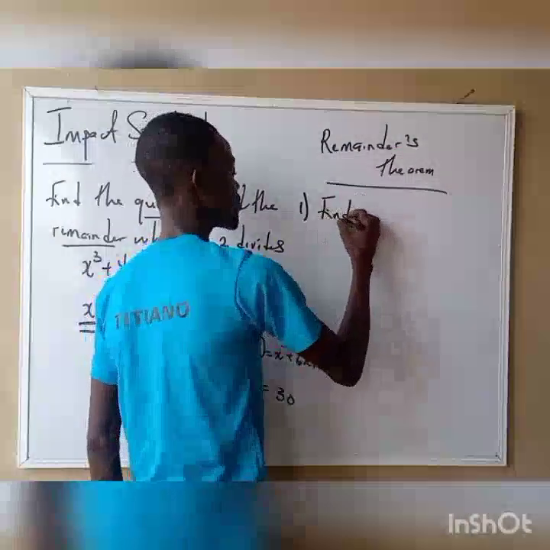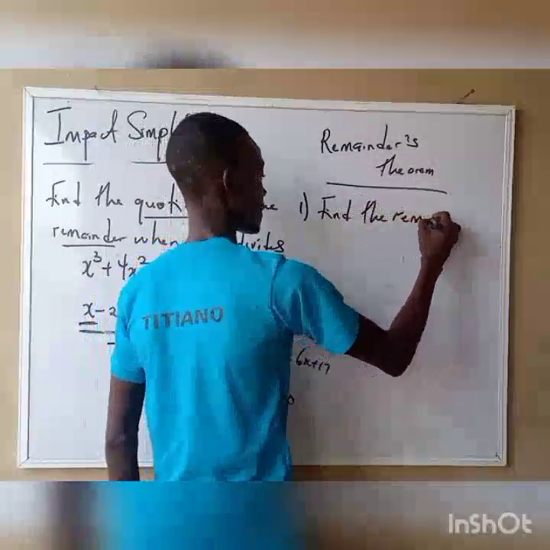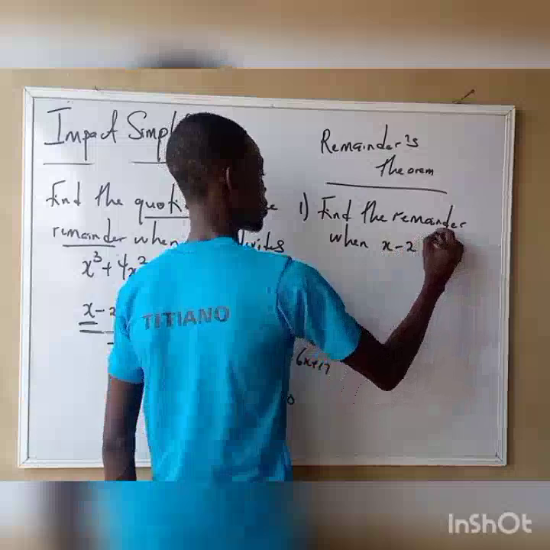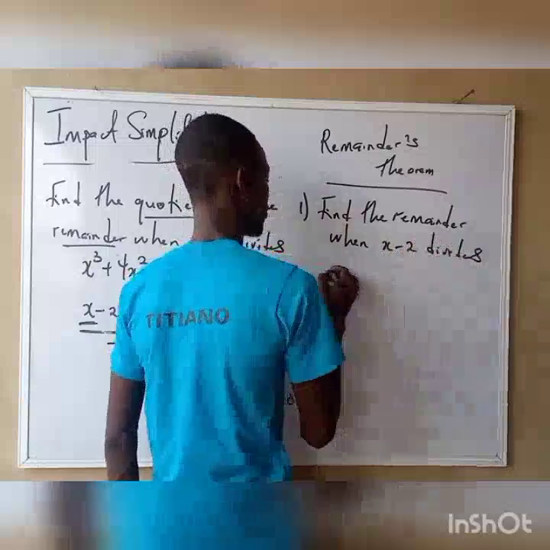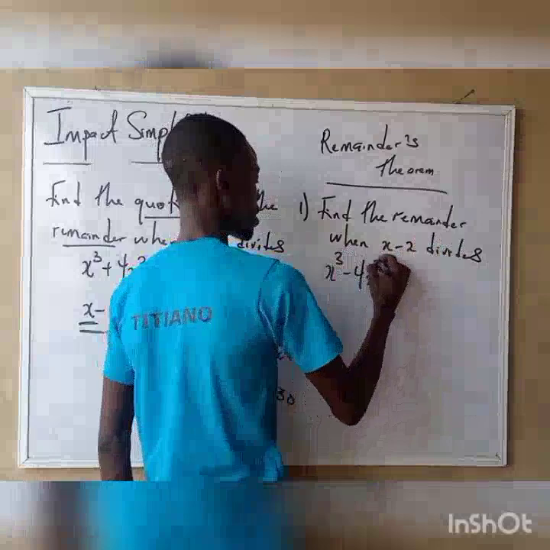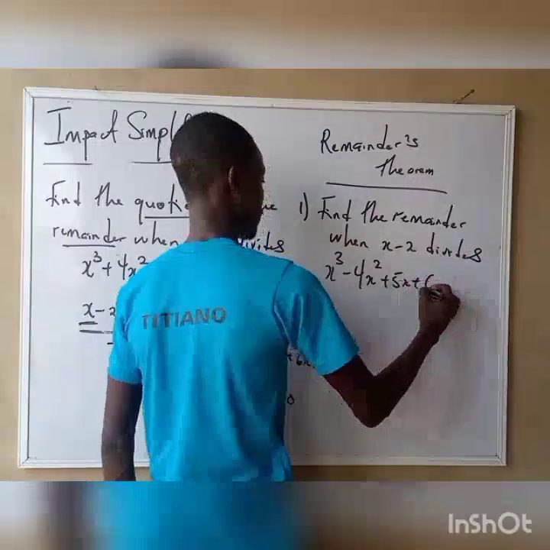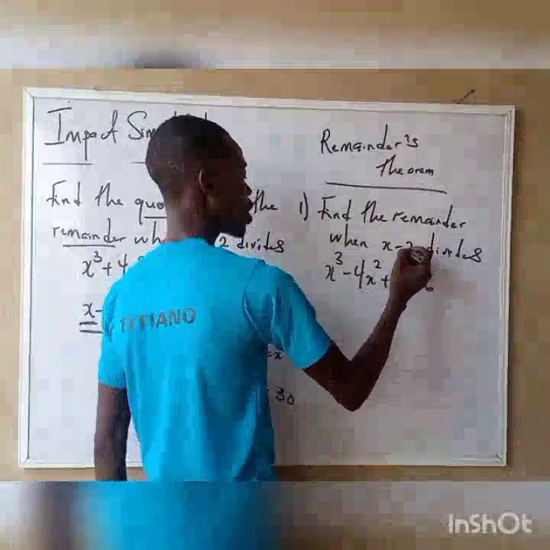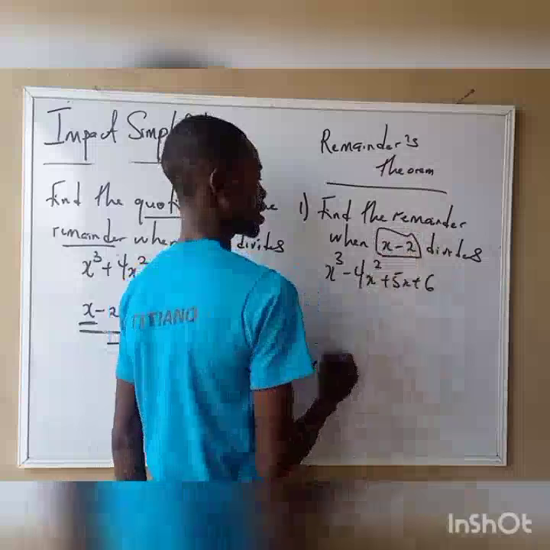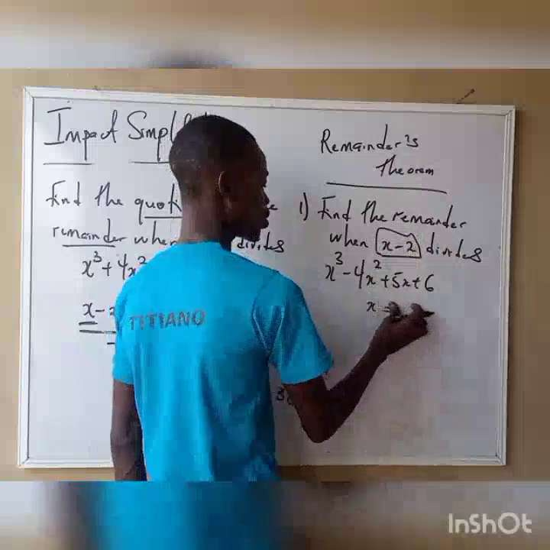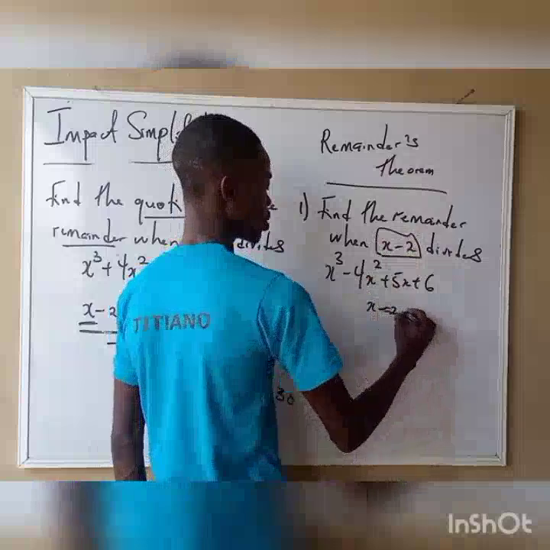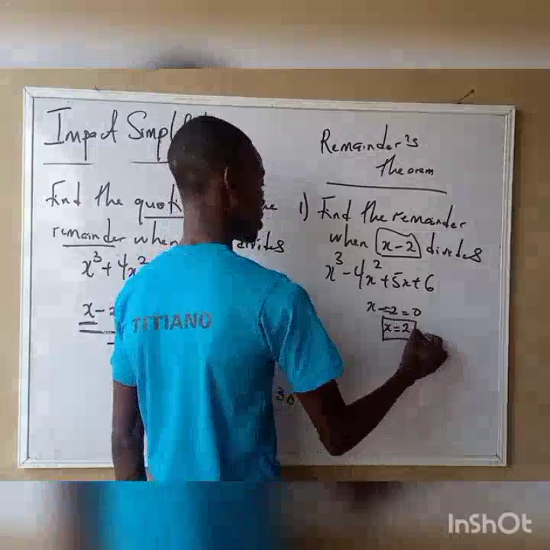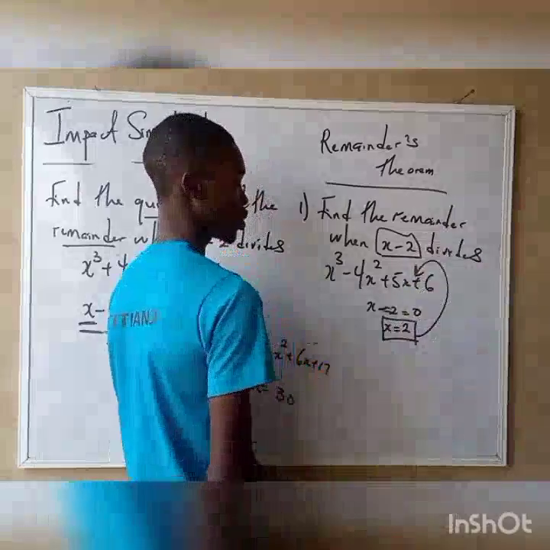They said we should find the remainder when x minus 2 divides x cubed minus 4x squared plus 5x plus 6. Now, when you want to find the remainder, you don't need to go through the long division again. What you just need to do is to equate this linear equation to 0. And equating it to 0, we have x minus 2 is equal to 0, and your x will give us 2.